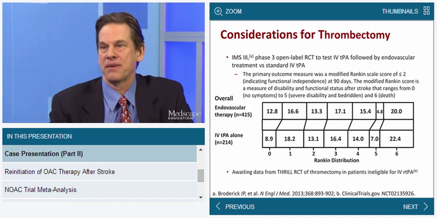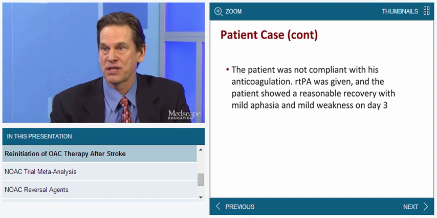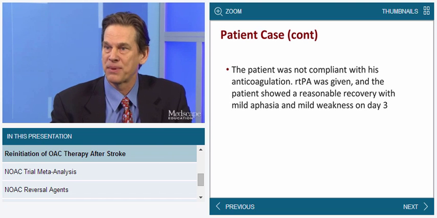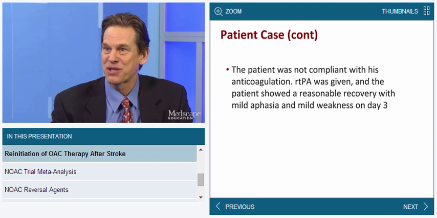Okay, so let me give you a little variation on the scenario. Suppose we find out that this patient really wasn't compliant, wasn't taking the anticoagulant, and TPA is given to the patient. Patient has a reasonable recovery from the stroke. 3 days later, they have a mild aphasia. There's very mild hemiparesis, but they're doing pretty well. We're now 3 days out. They've been off their anticoagulant. When do you start it up again?